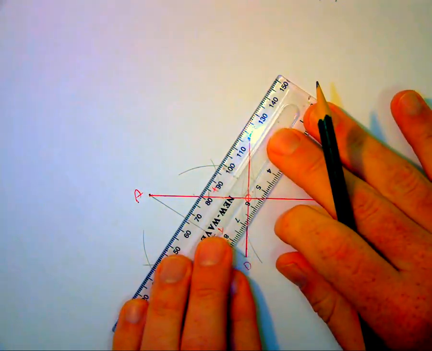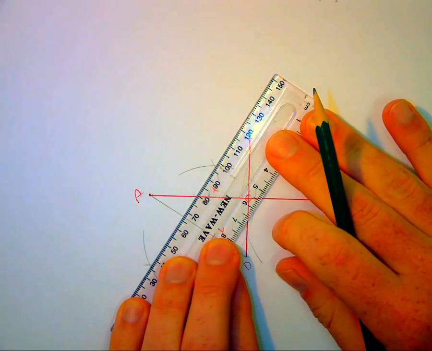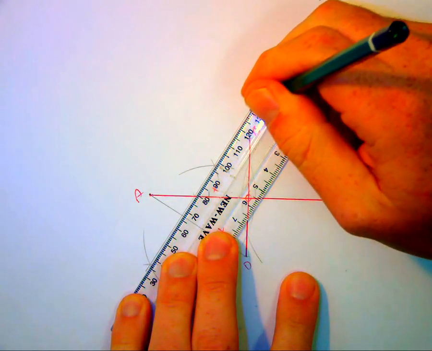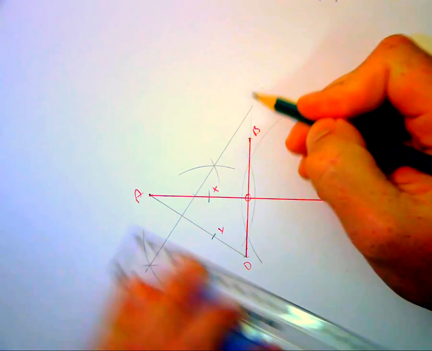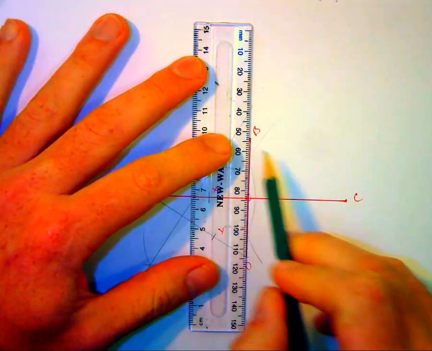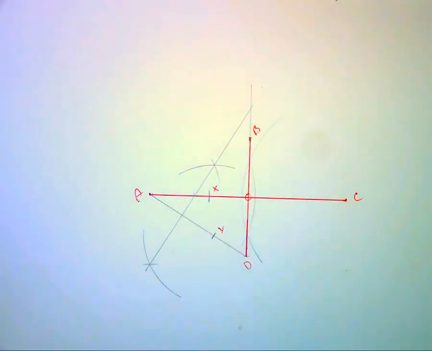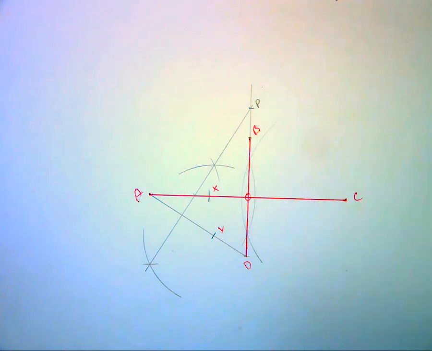Connect up these two arcs where they cross and extend them through until it reaches B top. Extend your B line. That will be point P.